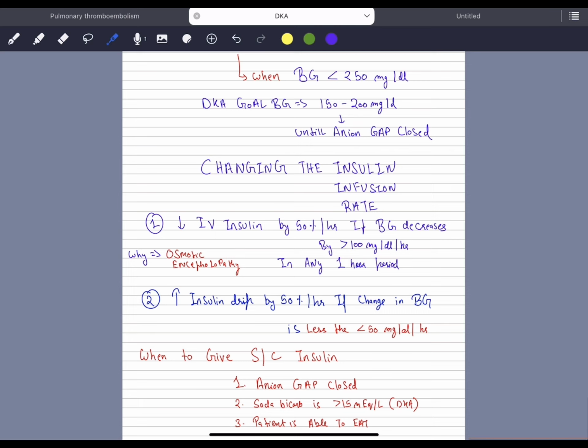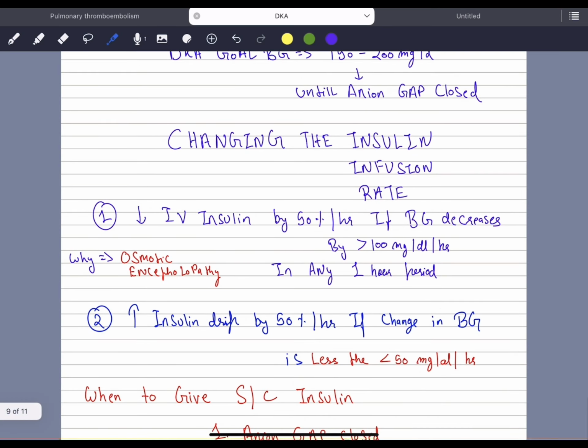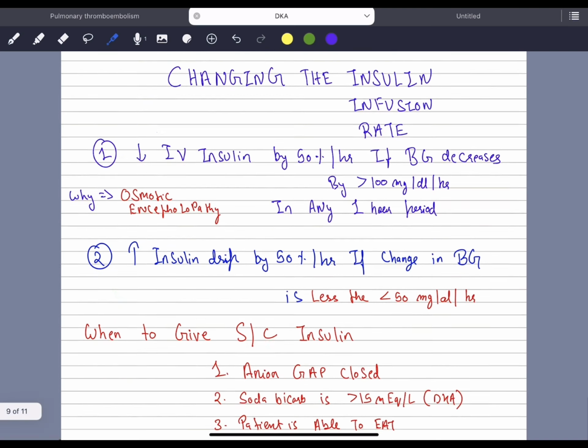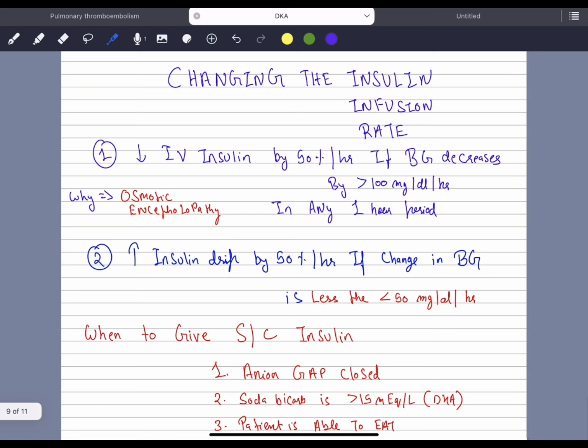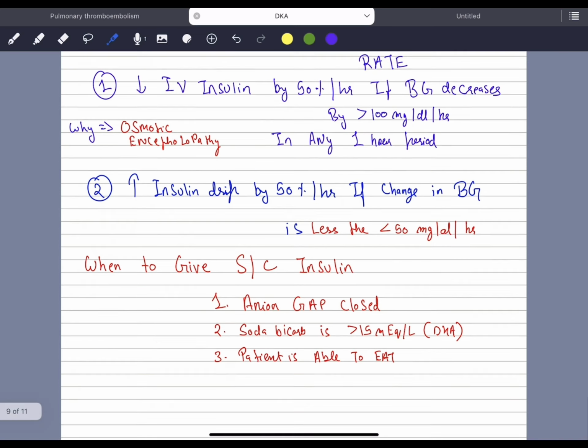Now, when will we change the insulin IV rate? The IV insulin rate is lowered if the blood glucose drops drastically, more than 100 mg per deciliter in any 1 hour period. Why? Because of the risk of osmotic encephalopathy. If the blood glucose is lowering by less than 50 mg per deciliter per hour, which is our target, we need to increase the insulin drip rate by 50% per hour, right?